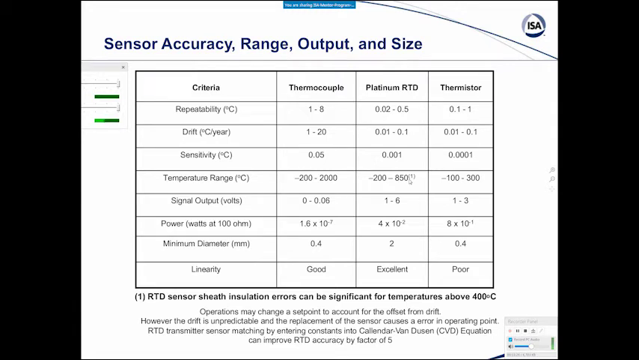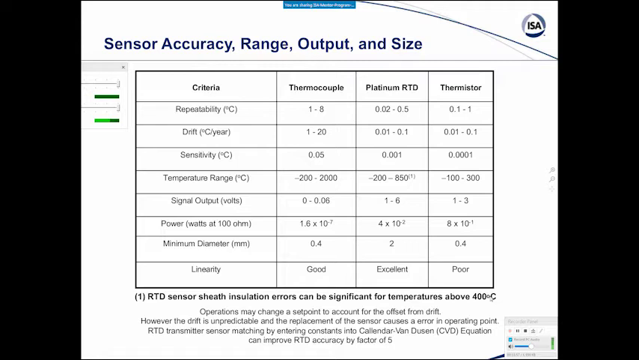So the values we see here in terms of repeatability, drift, and sensitivity are all probably based more on being below 400 degrees C. So you have to be careful once you get above that in terms of really how well you're going to be doing. And that's this big note here, note 1. You can get into significant errors, and I don't have good information right now on that above 400 degrees C.